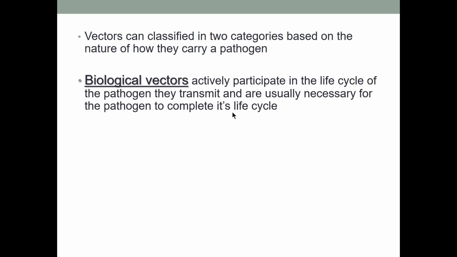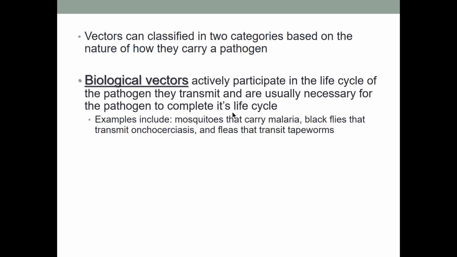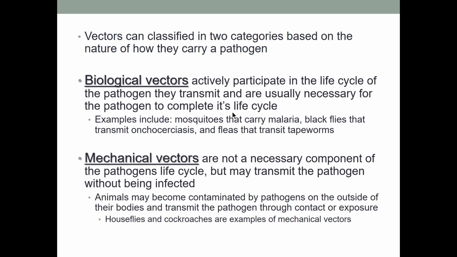Now, a vector can be what's called a biological vector, and this is differentiated from a mechanical vector. So I'll go ahead and put this all up here. Basically, it's a differentiation between the two types here. A biological vector is one that is part of the life cycle, and a mechanical vector is one that is simply spread usually on the outside of the skin, kind of like I just mentioned with the lizard.